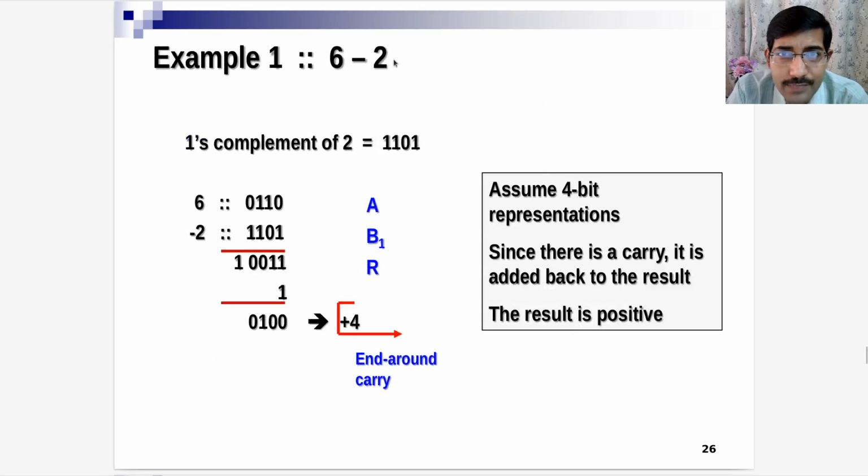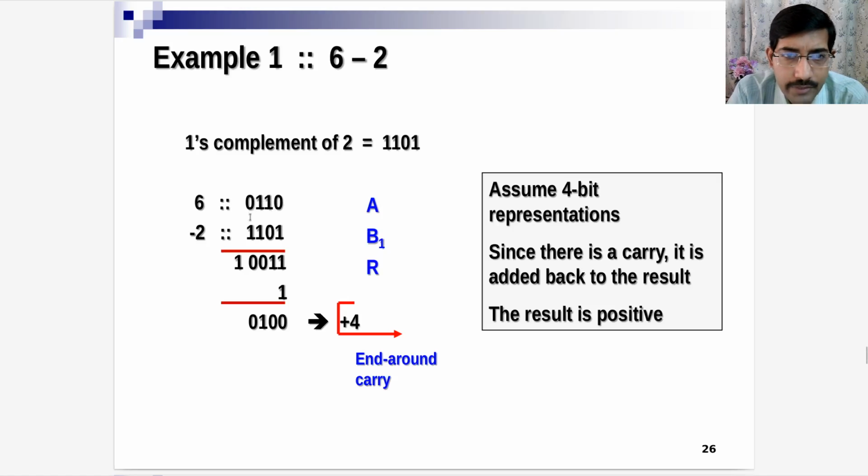We will show an example. What is 6 minus 2 in 1's complement form? I need to make minus 2 using the 1's complement of 2. The 1's complement of 2 is just flipping the bits of 0010, which gives 1101. I am assuming 4-bit representation. If there are more bits, there will be more 1's prepended in the 1's complement of 2.